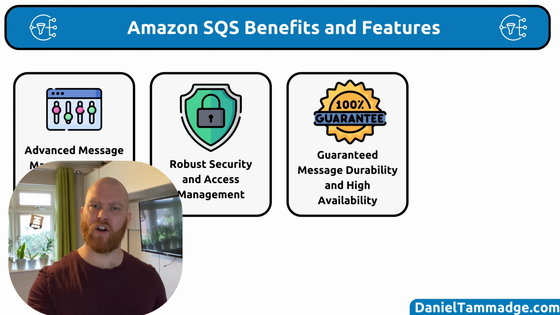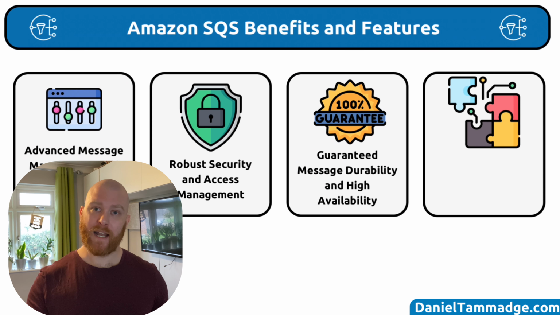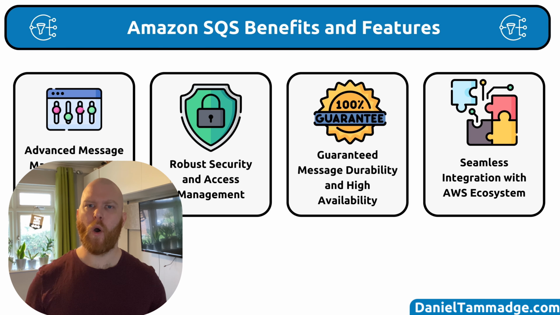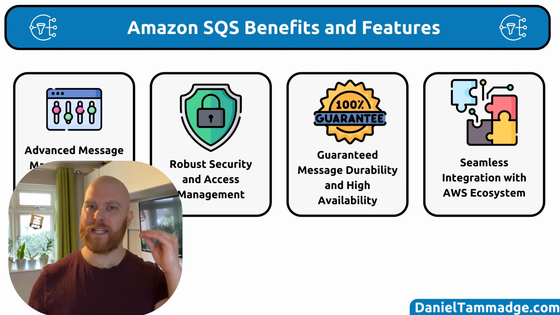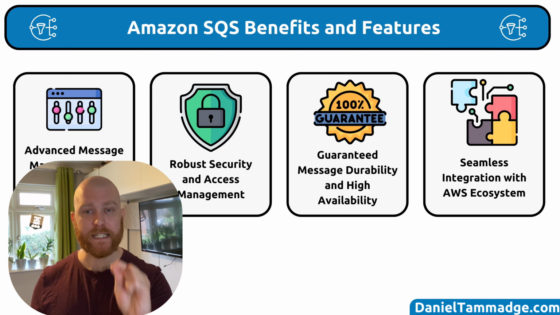SQS infrastructure is designed to provide high availability and reliability for both message production and consumption, even during unexpected traffic spikes or component failures. The eighth feature is seamless integration with the AWS ecosystem. Leverage the power of AWS services by integrating SQS with AWS Lambda, Amazon SNS, and Amazon EC2 instances, among others, to create flexible, scalable, and resilient applications that meet your evolving business needs.